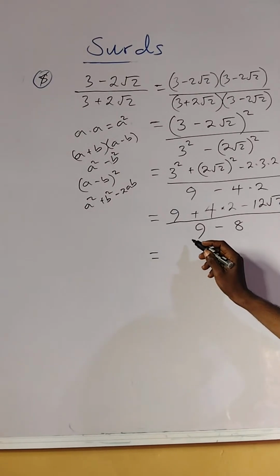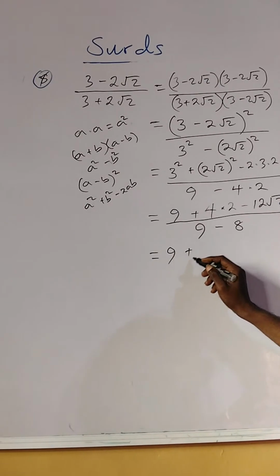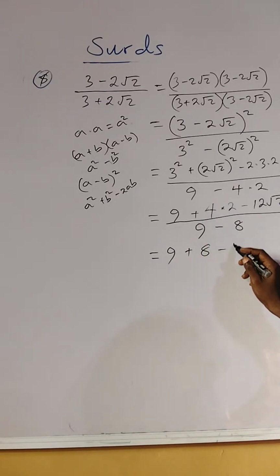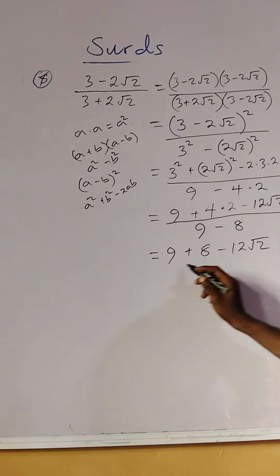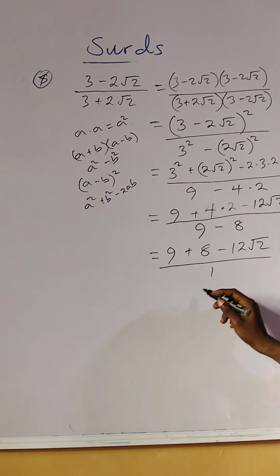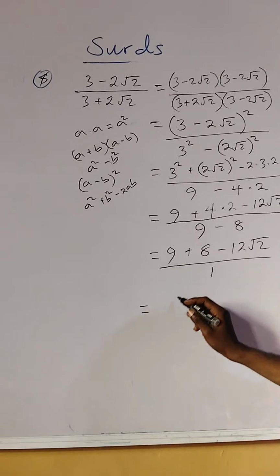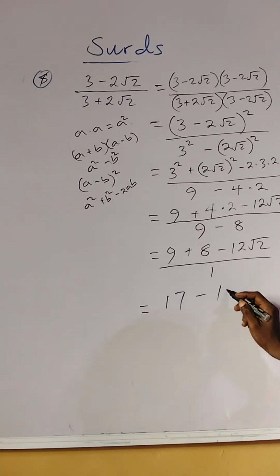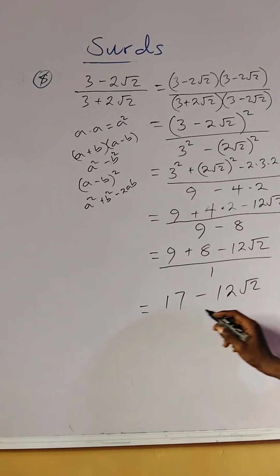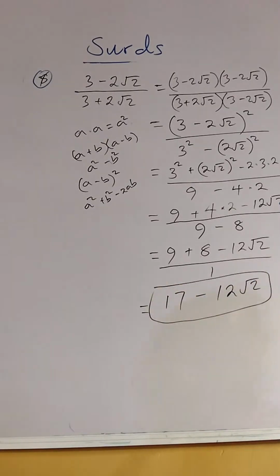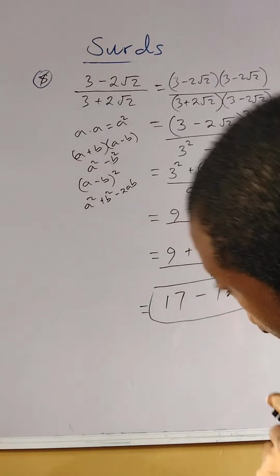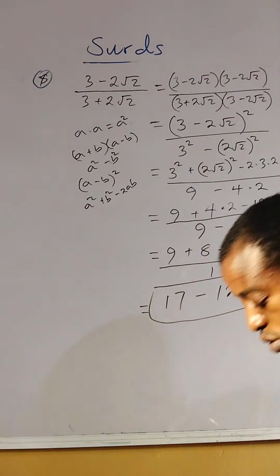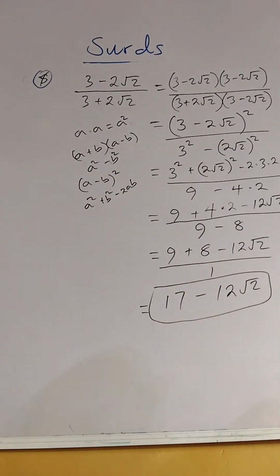That is, we have 9 plus 4 times 2, also 8, minus 12 root 2 over 9 minus 8, that's 1. This we have 9 plus 8, 17, minus 12 root 2 over 1, same thing as 17 minus 12 root 2. Okay? So that's 17 minus 12 root 2. Alright, so that is that for this particular question. That's how to handle it.